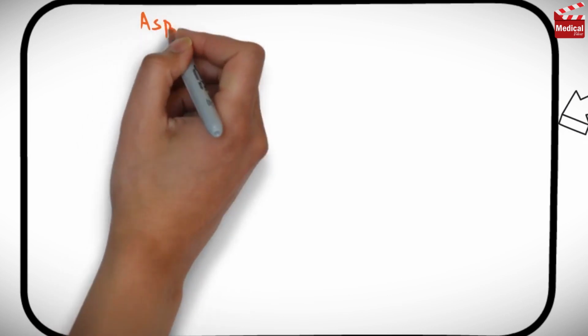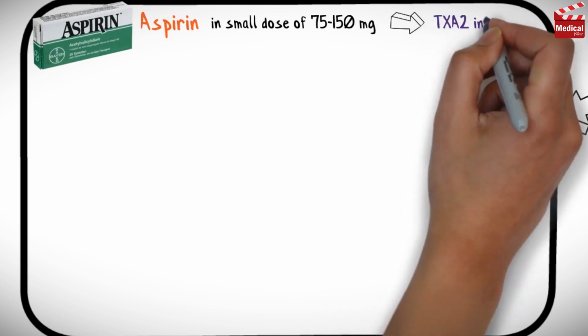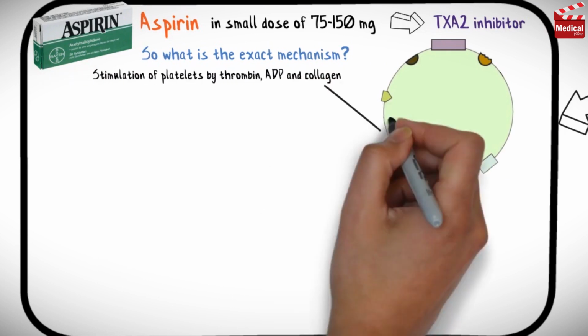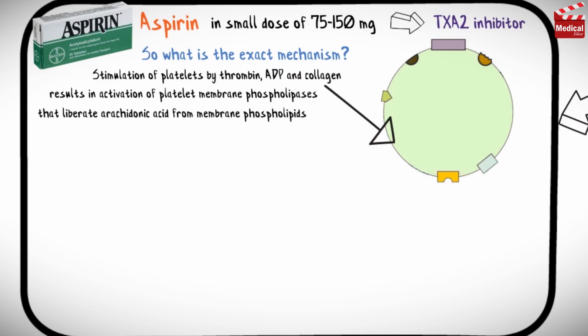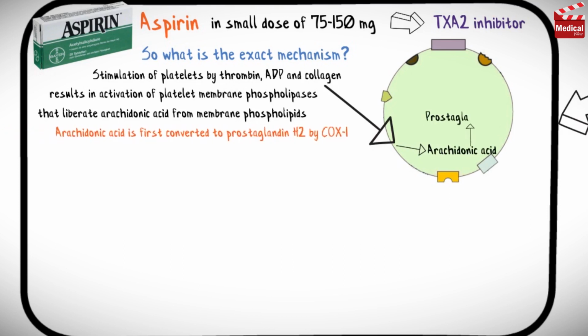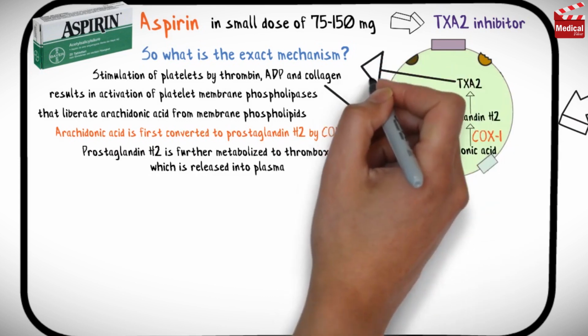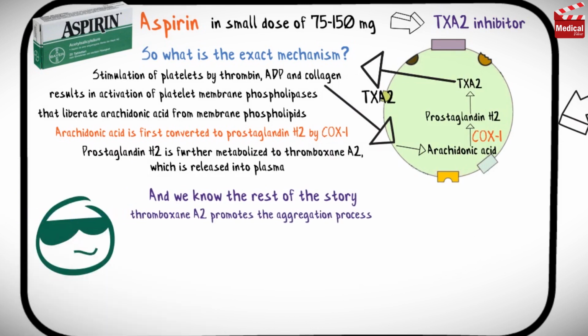The famous drug, aspirin, in small dose of 75 to 150 mg works as thromboxane A2 inhibitor. So what is the exact mechanism? Stimulation of platelets by thrombin, ADP, and collagen results in activation of platelet membrane phospholipase that liberates arachidonic acid from membrane phospholipids. Arachidonic acid is first converted to prostaglandin H2 by COX-1. Prostaglandin H2 is further metabolized to thromboxane A2, which is released into plasma. And we know the rest of the story. Thromboxane A2 promotes the aggregation process.